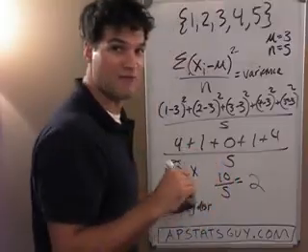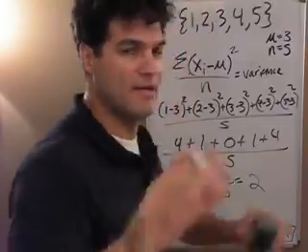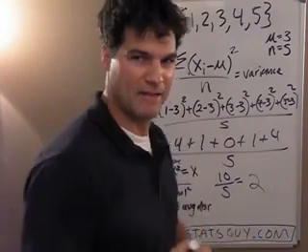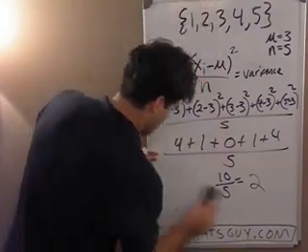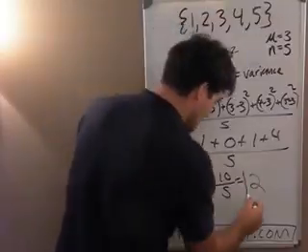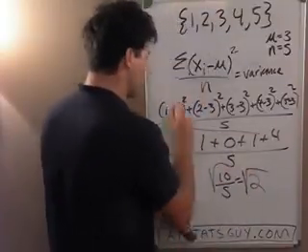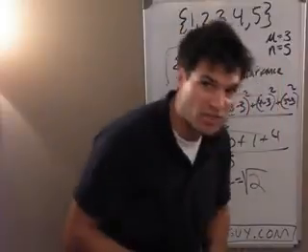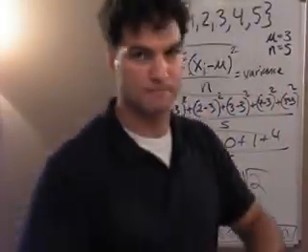The square root of the average distance squared, this is a little bit complicated, but let's just think about it like this. That's the average squared distance. If I take the square root of the average squared distance, I'm pretty much back to the average distance.